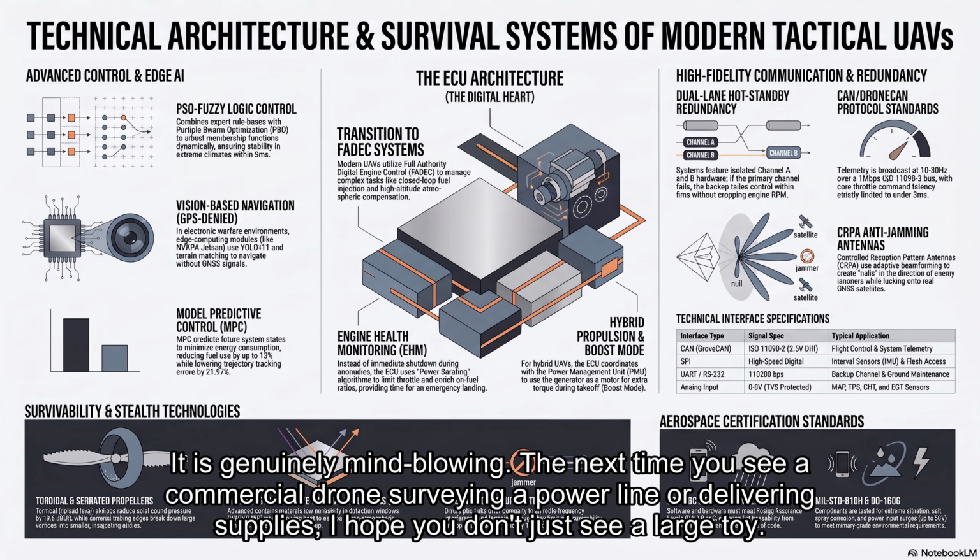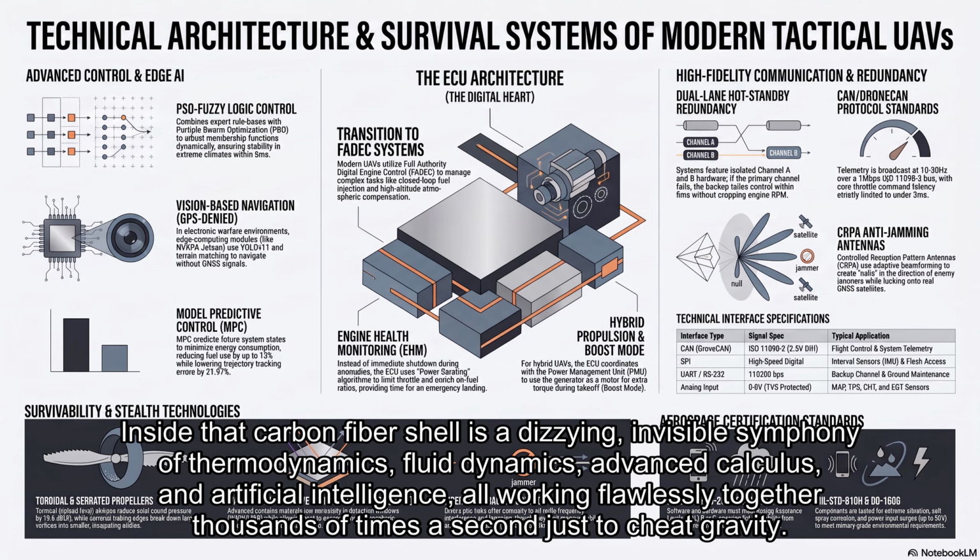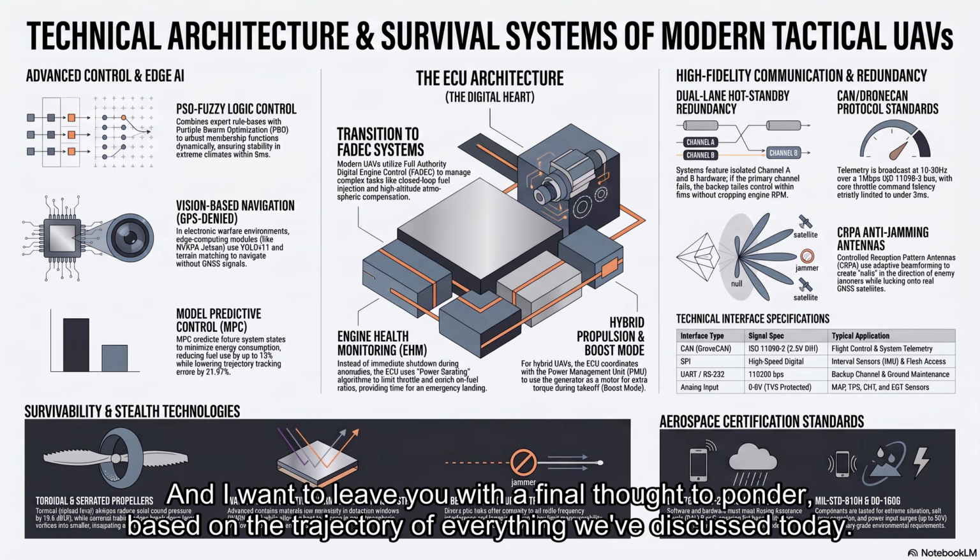It is genuinely mind-blowing. The next time you see a commercial drone surveying a power line or delivering supplies, I hope you don't just see a large toy. Right. Inside that carbon fiber shell is a dizzying, invisible symphony of thermodynamics, fluid dynamics, advanced calculus, and artificial intelligence, all working flawlessly together thousands of times a second just to cheat gravity. And I want to leave you with a final thought to ponder.